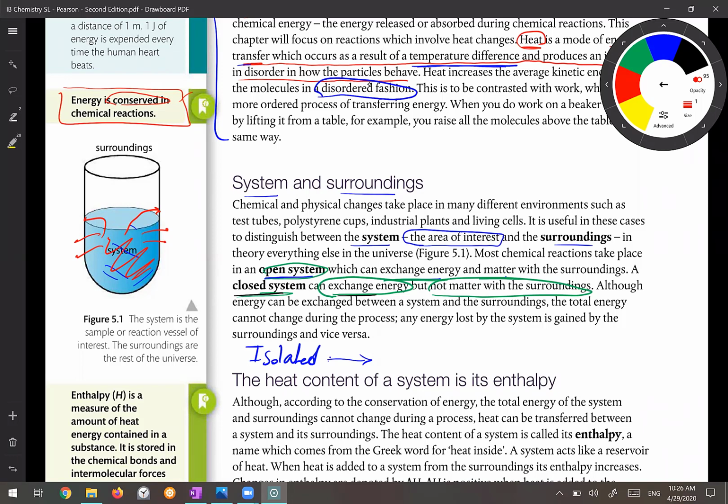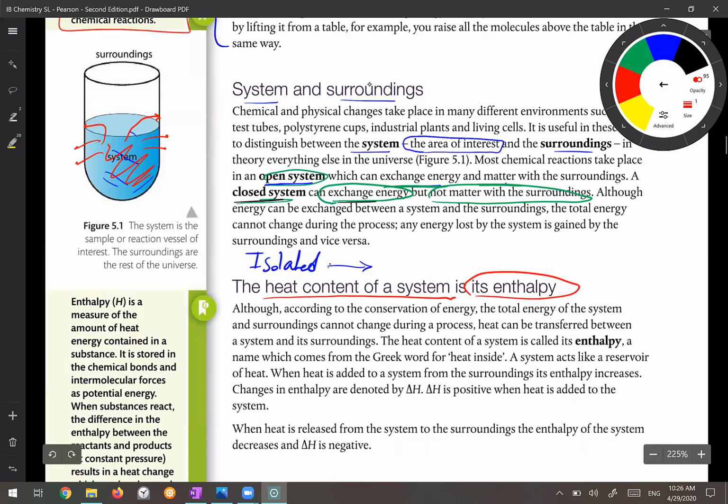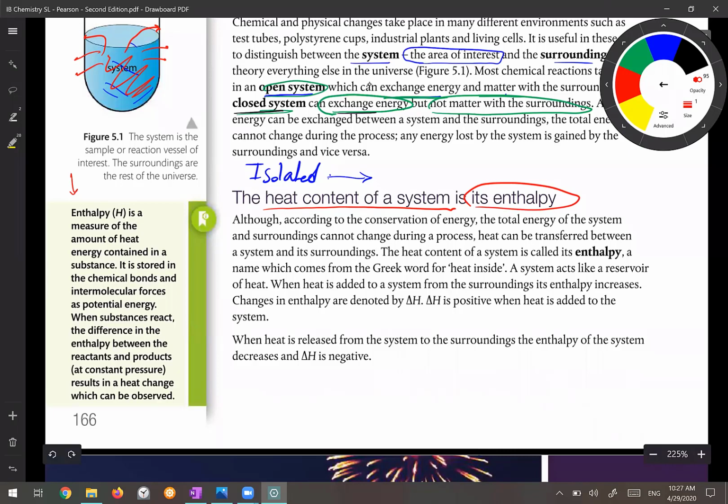Okay, so this means we can say that in the reactants, or in the particles that we have in any material, some energy is stored, which can convert to heat energy. So that heat content of the system is called enthalpy. So enthalpy is the heat content of the system. The definition of enthalpy is given here. Look at the definition written at the left side of your book.